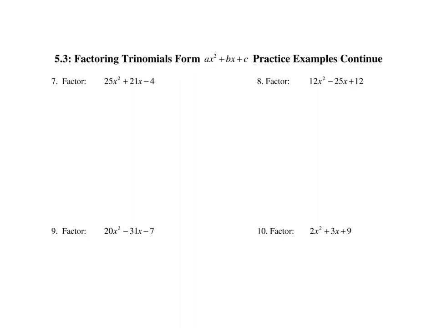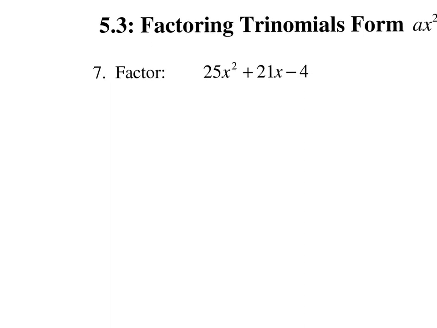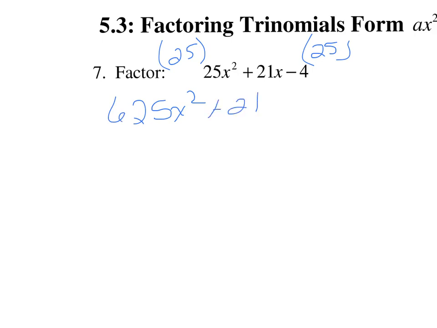Okay, so this is the second page of factoring trinomials that have a is not equal to 1. We're going to start here on number 7. 25x squared plus 21x minus 4. Okay, the 25 is not common, so we're going to start by multiplying the first term and the last term both times 25. Well, 25 times 25 is 625 x squared. Plus 21x minus, well, 25 times 4 is 100.